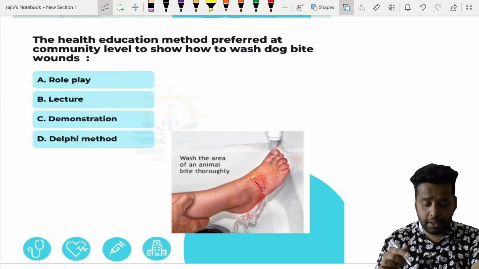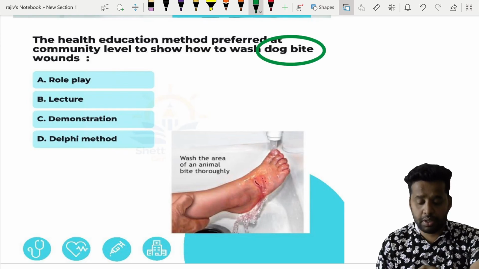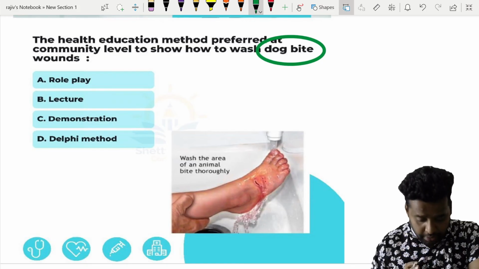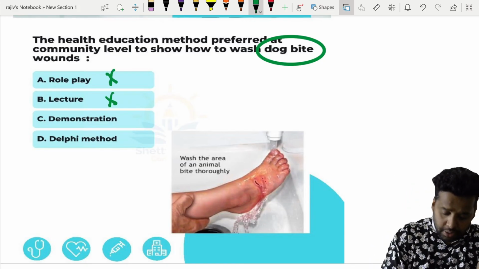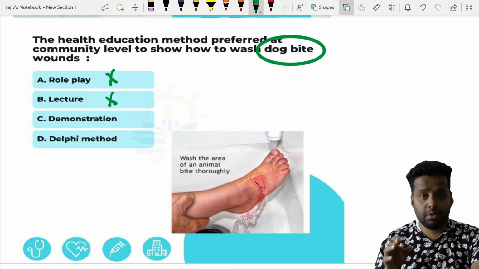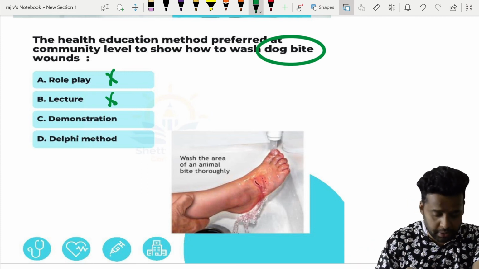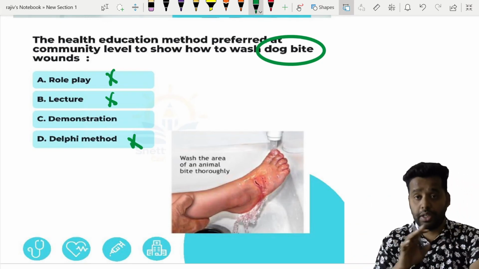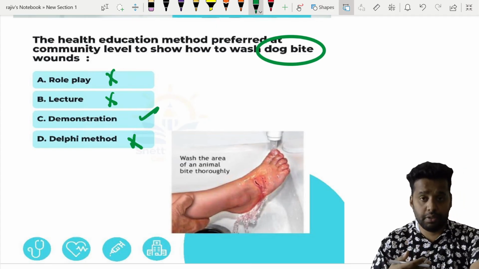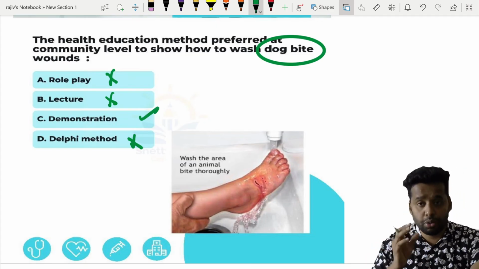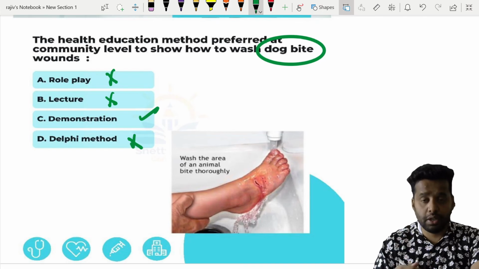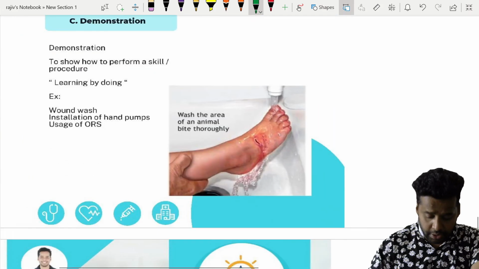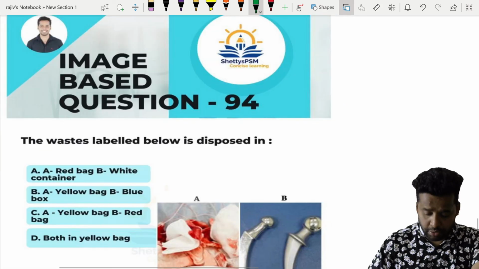When the patient comes with a dog bite, you are teaching them how to wash the dog bite wound, which is the health education method. No need to dance and no need to go for a lecture. Role play is not necessary. Delphi is too much. That is for decision making by experts, not related to this. It is just the demonstration. If you want to teach them some skills, how to make ORS, how to use it, or how to wash the wounds, demonstration is sufficient. No need for role play and wasting time in that.